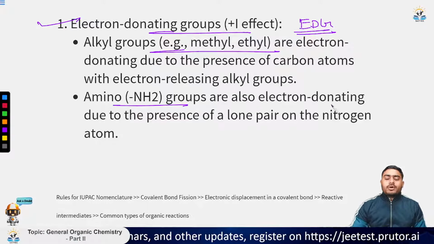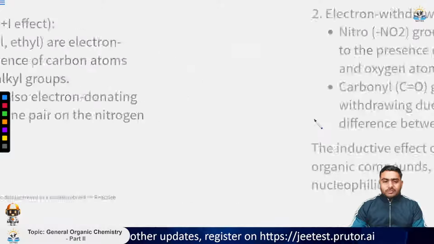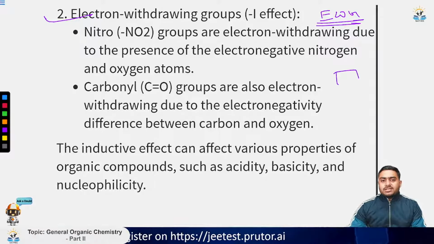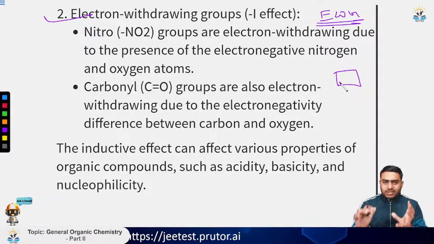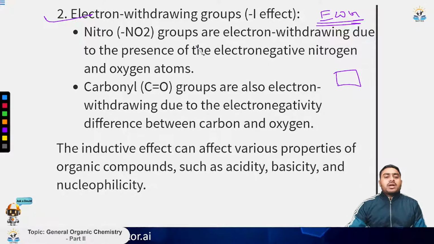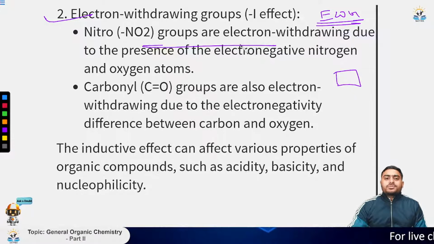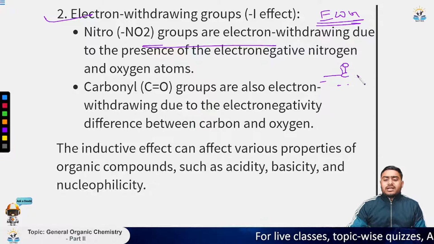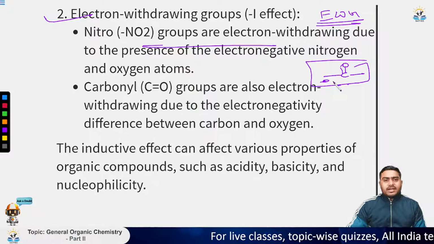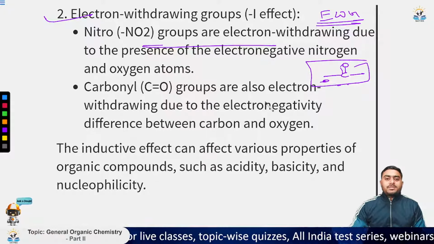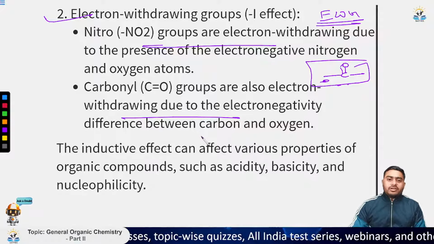Amino groups like NH2 are also electron donating due to the presence of a lone pair on the nitrogen atom. Electron withdrawing EWG groups show the minus I effect, right? Suppose this is the ring, or the main chain. If we are withdrawing electrons, it is definitely minus I. If we are providing electrons, it should be plus I. Nitro groups are electron withdrawing due to the presence of electronegative nitrogen and oxygen atoms. Similarly, carbonyl groups, C double bond O, attached to a ring or any other chain, are electron withdrawing due to the electronegativity difference between carbon and oxygen.